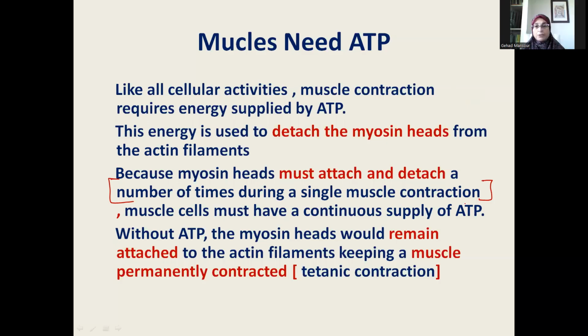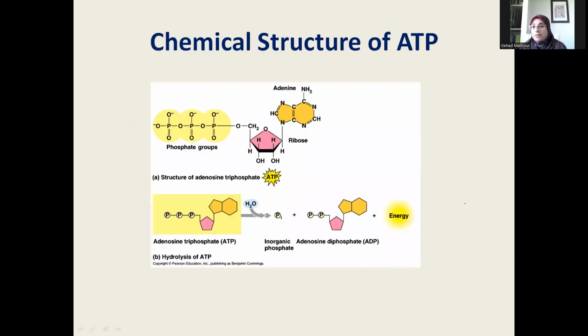So what would happen if we don't have a continuous supply of ATP? Then myosin heads would remain attached to the actin filaments. The muscle would remain permanently contracted. Of course, this is extremely painful. And if your muscle stays permanently contracted, we call this tetanic contraction. So tetanic contraction is a continuous contraction of the muscle that results from ATP deficiency. Of course, this is extremely painful, and this prevents you from doing a new action of the muscle.